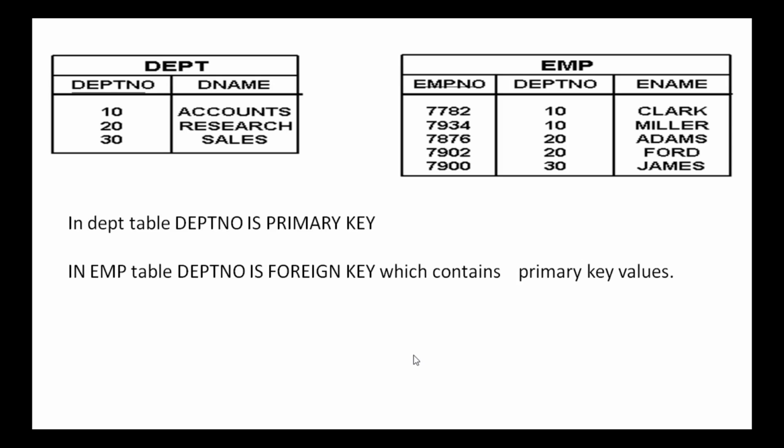In the employee table, department number is a reference key or foreign key, which allows only its corresponding primary key value in the related table, or null values. Other values cannot be allowed here. So 10, 20, 30, all those are values in the department number column in the department table.